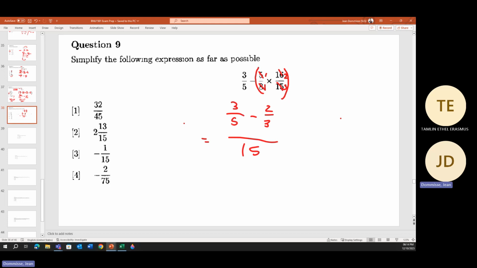So 5 goes into 15 3 times. 3 times 3 is 9. 3 goes into 15 5 times. 5 times 2 is 10. So we sit with 1 over 15. So minus 1 over 15. Okay, which is option 3. Okay, so that was a bit easier, but one needs to remember that you need to do the multiplication first.